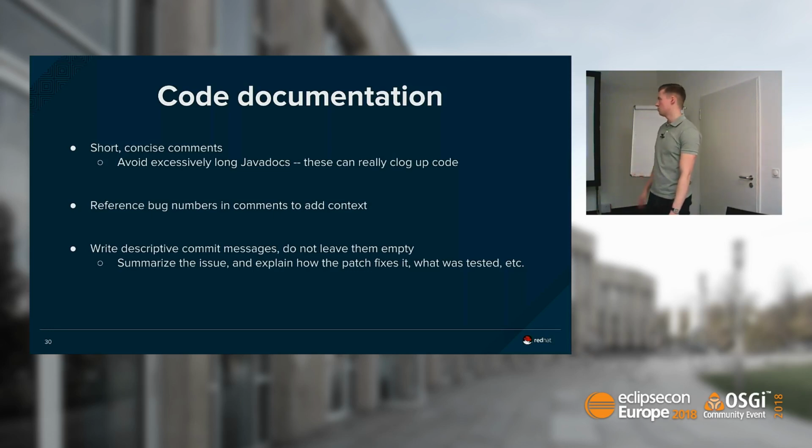And then code documentation is also important as well. Not writing super long Javadocs for everything so that it clogs up the content assist views. Referencing bug numbers when you write a commit message, and writing descriptive commit messages. These things might seem common sense to you if you're a developer, but to new people it might not necessarily come the first time.